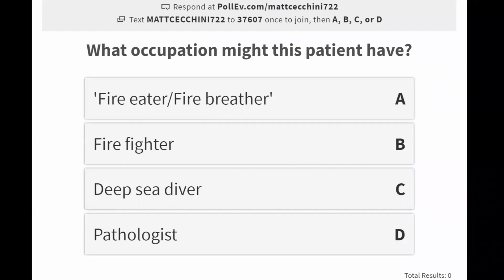Are they A, fire eater / fire breather? Are they B, a firefighter? Are they C, a deep sea diver? Or are they D, a pathologist?